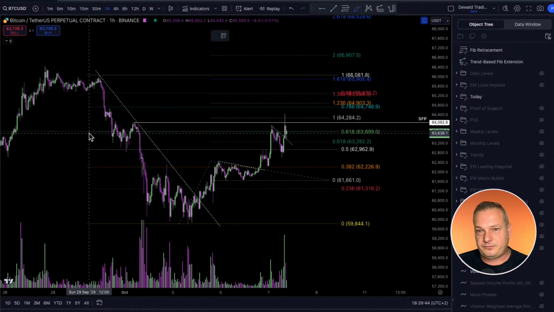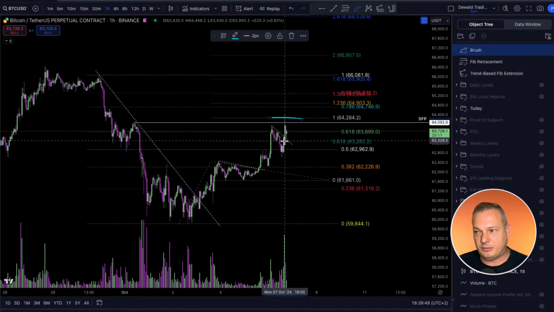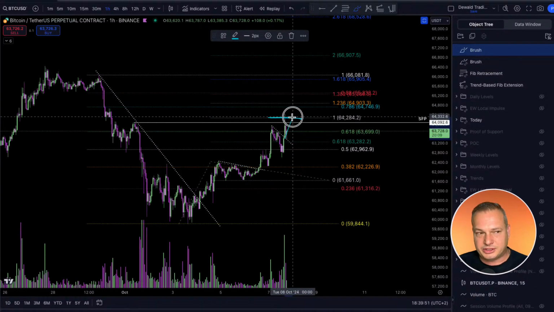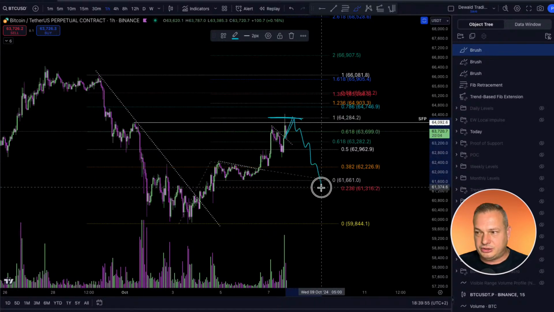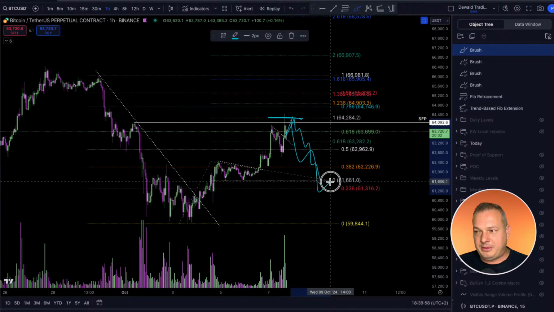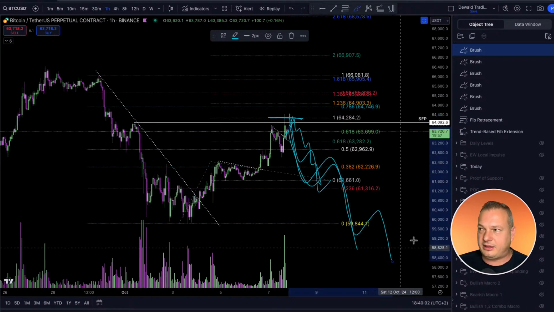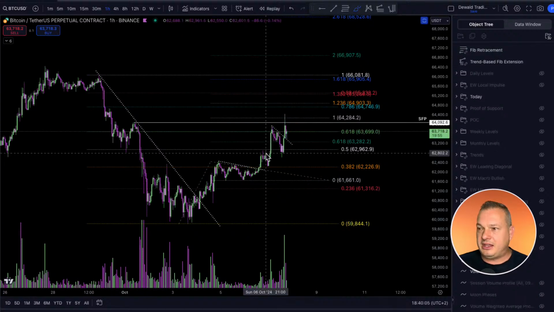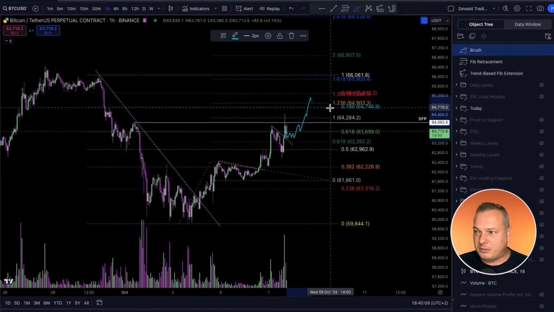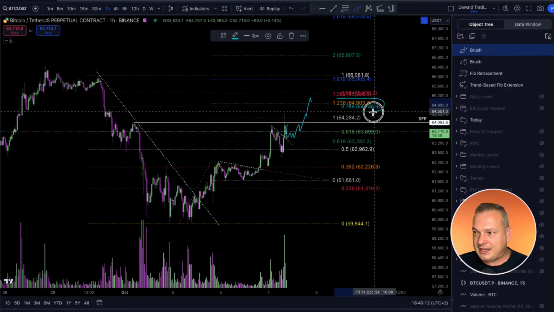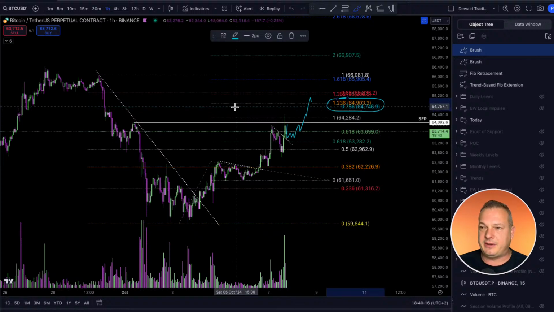But the point that I'm trying to make is that if we do not reject from where we are right now, maybe a backtest, this is the highest probable scenario I see at the moment: a backtest of this level and continuation to the downside in maybe a larger 3-wave structure or in a 5-wave structure. Ideally, I want to see a 3-wave structure. If we still find strength here and we punch through, the highest probable area that I see is together with a 786 and the 1.236. Roundabout, let's call it a round number, $65,000.